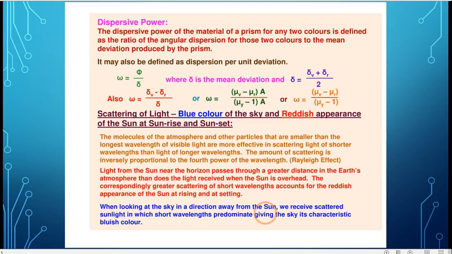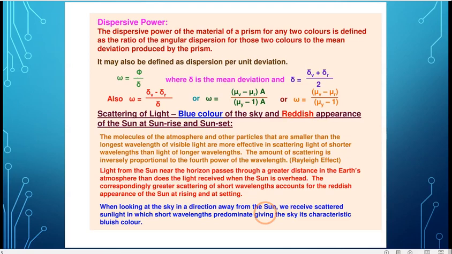The molecules of the atmosphere and other particles that are smaller than the longest wavelength of visible light are more effective in scattering light of shorter wavelengths than light of longer wavelengths. The amount of scattering is inversely proportional to the fourth power of wavelength. Rayleigh's effect से ये हमने prove किया हुआ है.